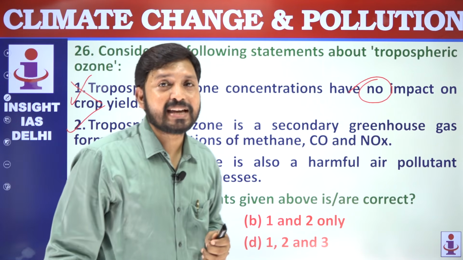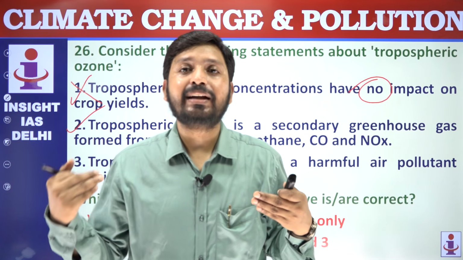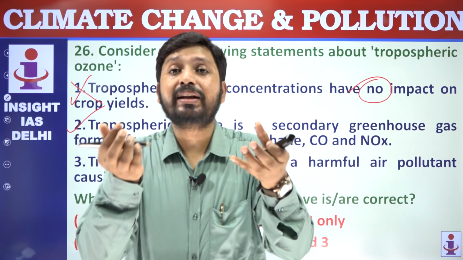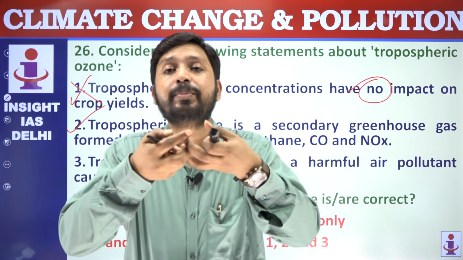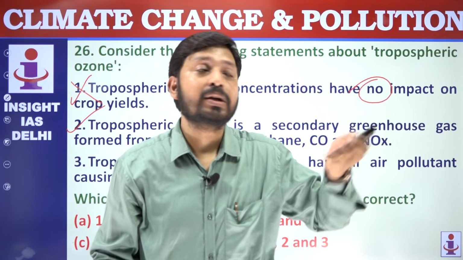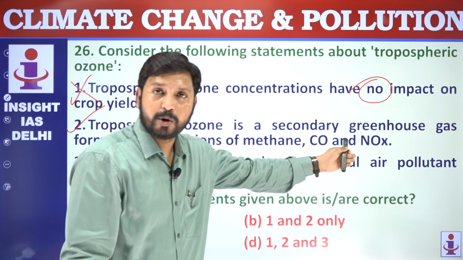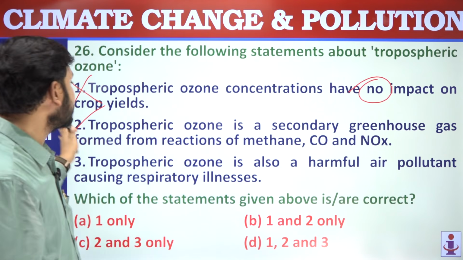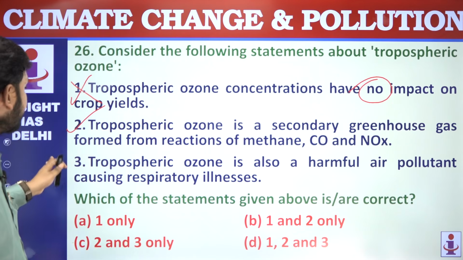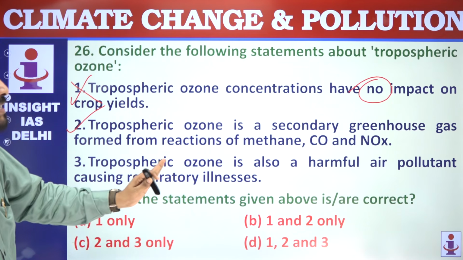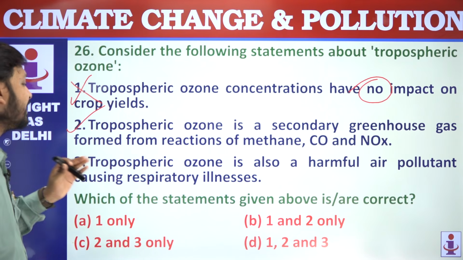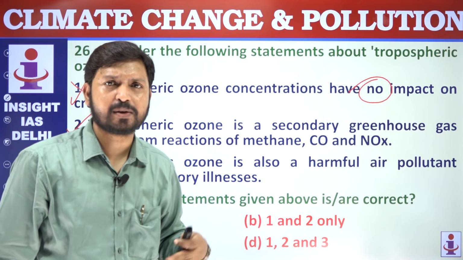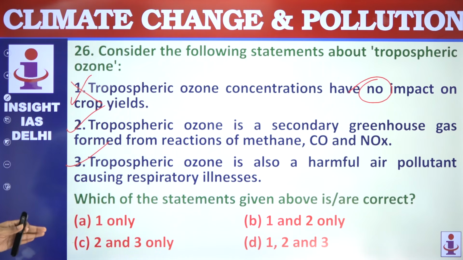A secondary greenhouse gas is this: when a source directly releases some greenhouse gases, they are generally called primary. Some reactions can occur between these primary pollutants and lead to secondary pollutants. These are primary pollutants, and when reactions occur between them in the presence of sunlight, they form tropospheric ozone, which is a secondary greenhouse gas. This is the right statement. Next one. Tropospheric ozone is also a harmful air pollutant causing respiratory illness. Yes, it is a right statement. It causes asthma, respiratory and lung diseases when we inhale it.